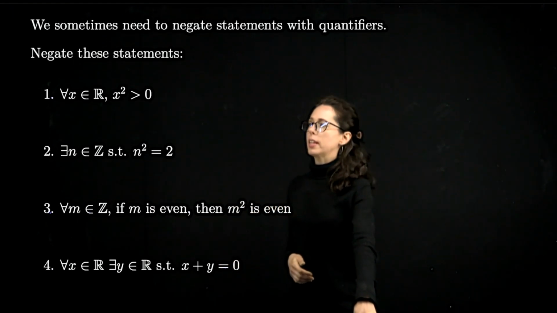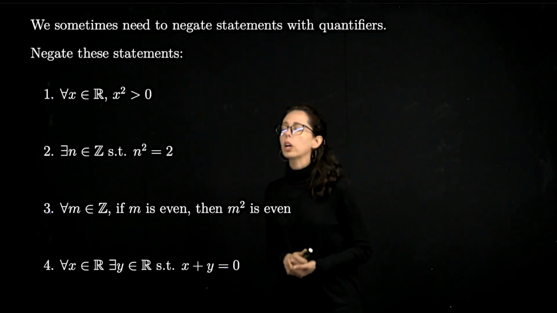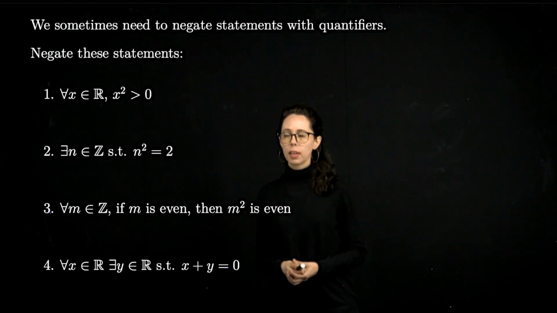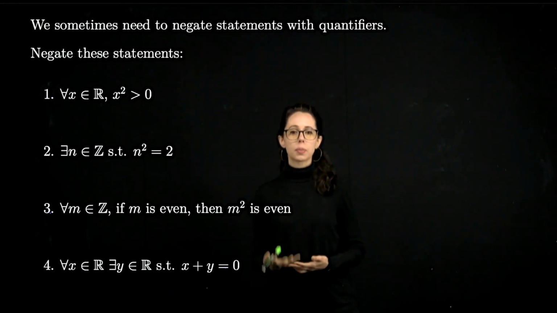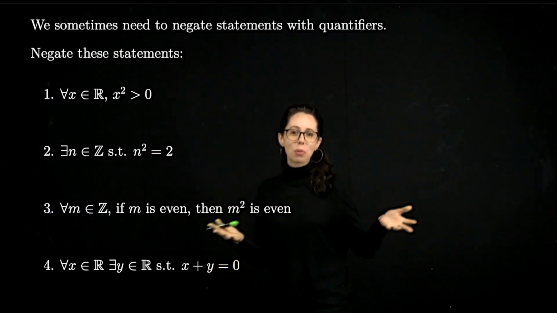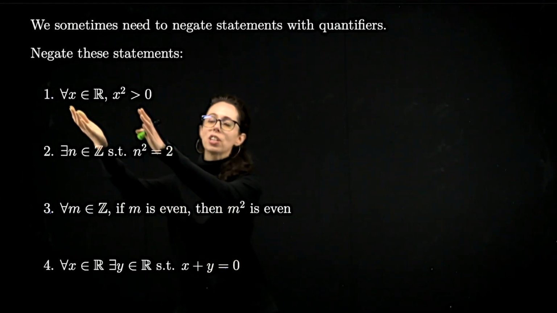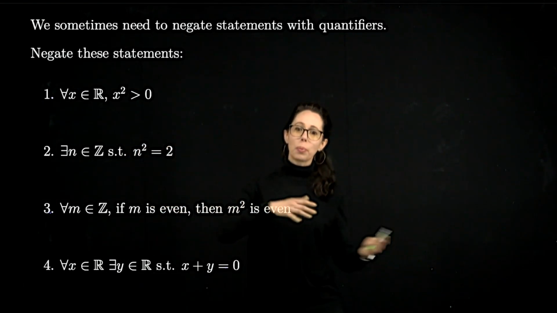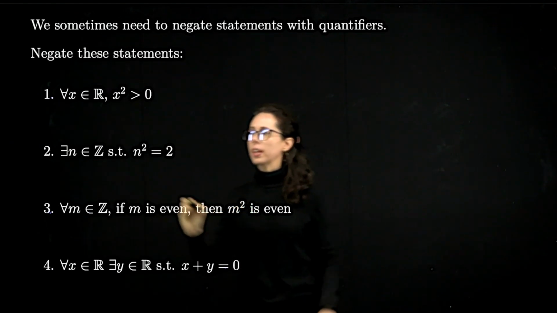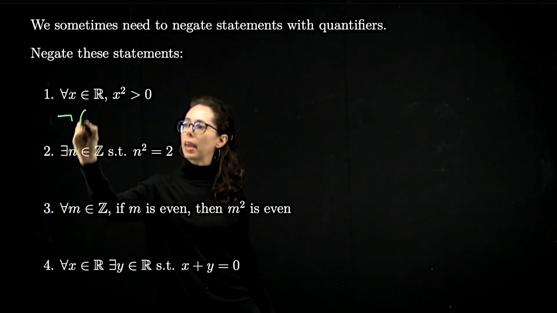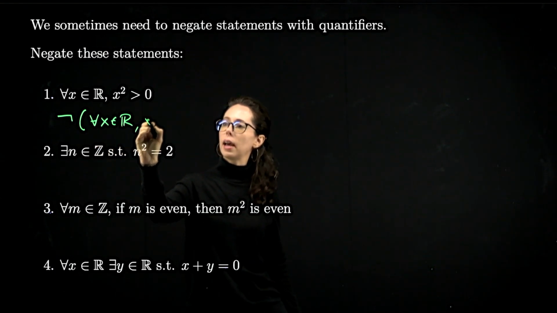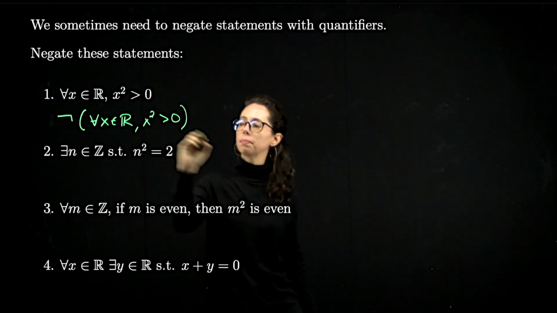Okay, so let's start with this first sentence and then I'll pause. We have for all x in the set of real numbers, x squared is greater than 0. For every real number x, x squared is positive. That's actually not true, right? So if I negate it, I'm going to have a true statement. So the negation of this statement, which is false, will be true. Okay, what does it mean to say that it's not the case? Maybe I'll write it out fully. It's not the case that for all x in the set of real numbers, x squared is greater than 0.